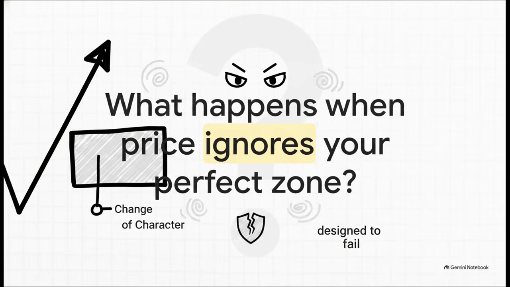Let's circle back to that question from the beginning. What happens when price completely ignores your perfect order block? I mean, it just slices right through your zone without ever giving you that change of character on the lower time frame. Well, here is the big secret. There was actually nothing wrong with how you marked it. The cold, hard truth is that some zones are entirely designed to fail.